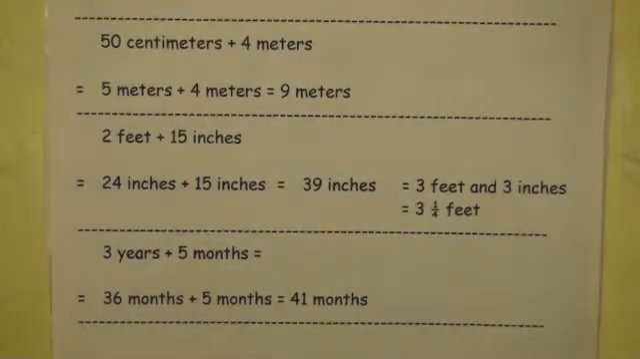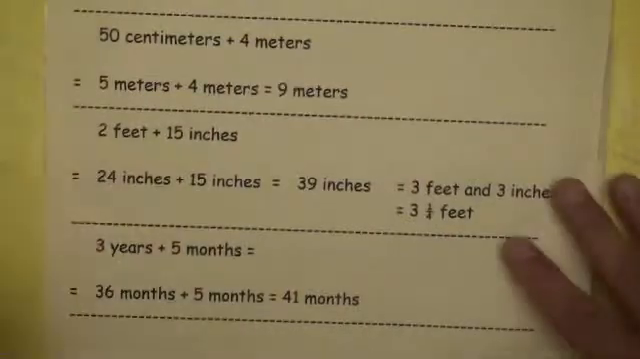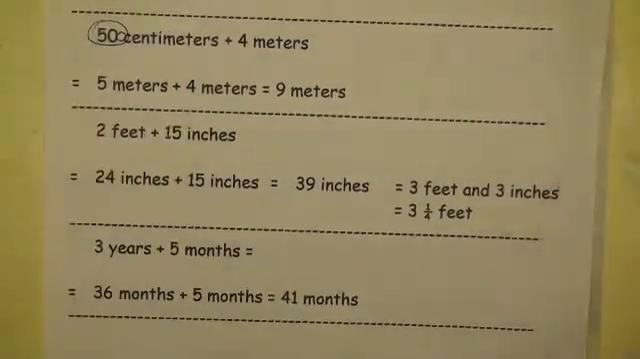actually this is 0.5. You know what we'll do? Let's just change this to 500 centimeters so that we can keep it consistent here. Let's change this to 500, because there's 100 centimeters in a meter, so there you go. We'll just do 500 centimeters plus 4 meters will give us 5 meters plus 4 meters, which is 9 meters.